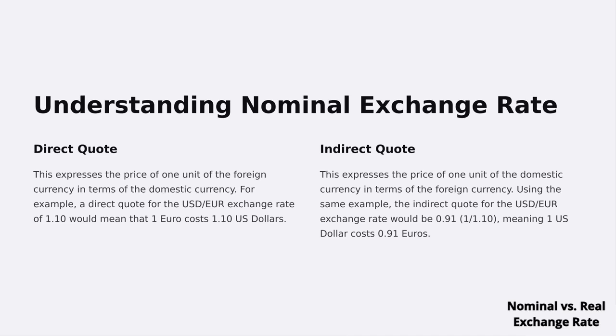Indirect quote. This expresses the price of one unit of the domestic currency in terms of the foreign currency. Using the same example, the indirect quote for the USD-EUR exchange rate would be 0.91, meaning 1 US dollar costs 0.91 euros.